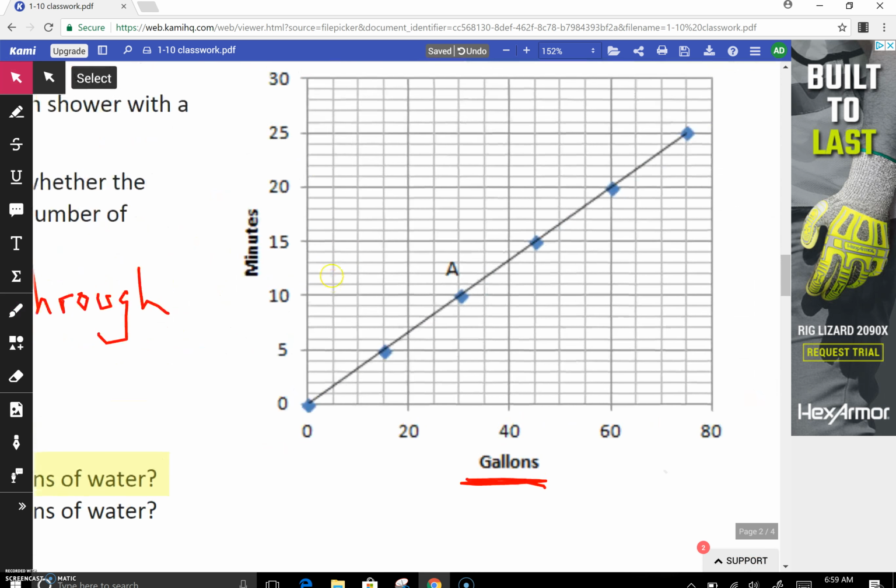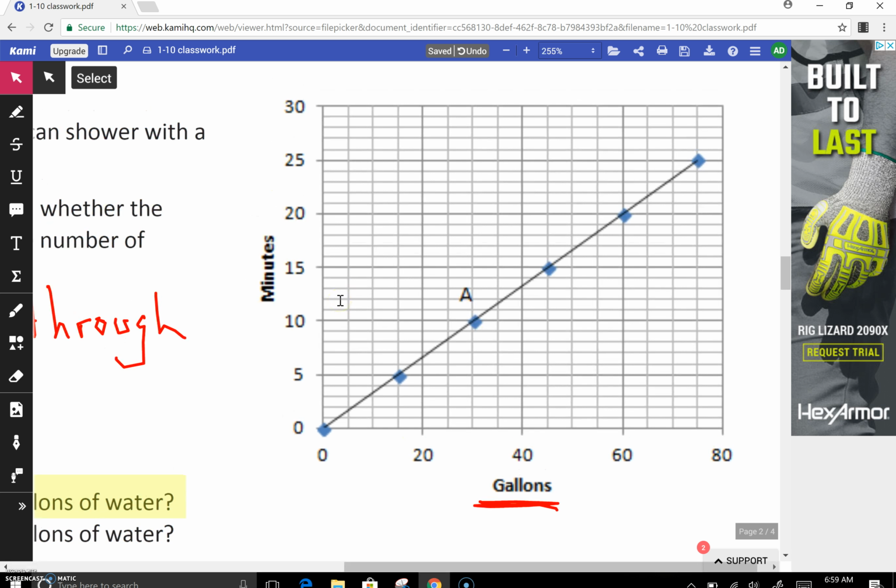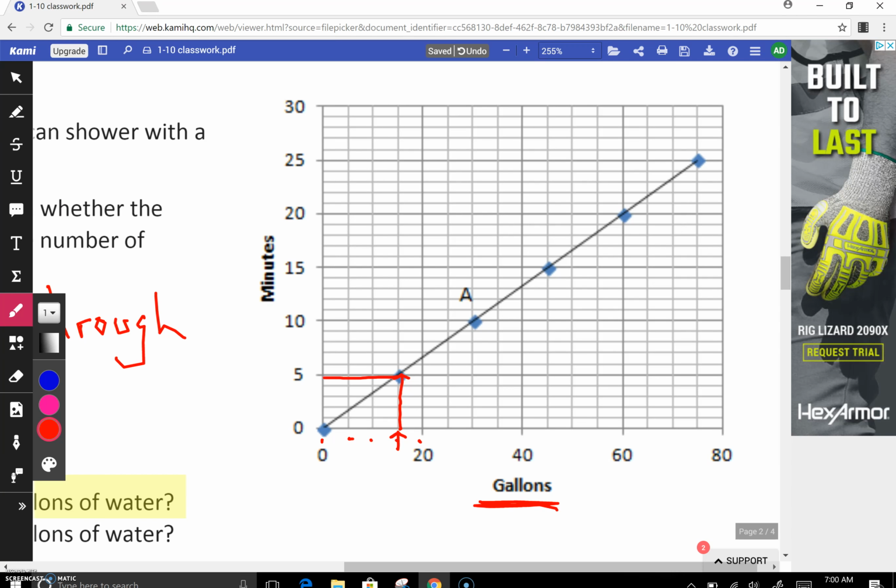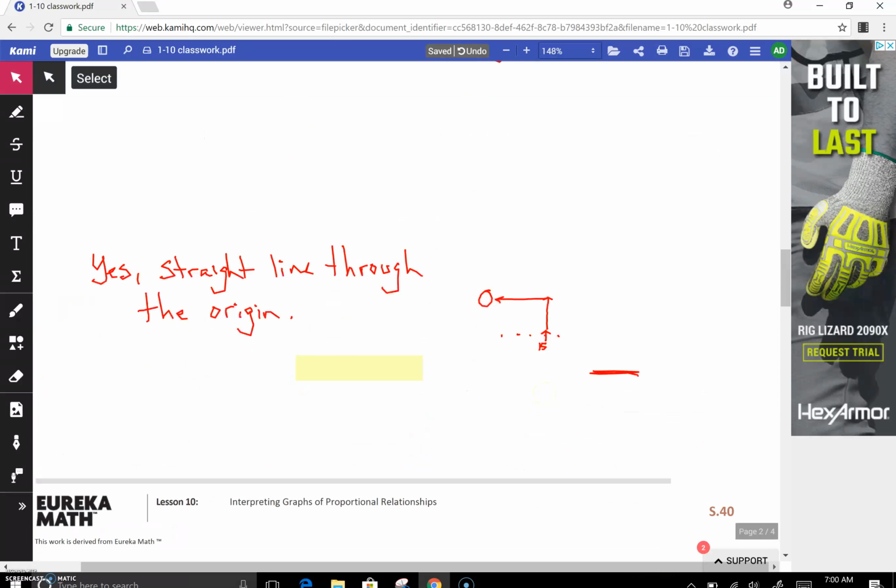So if I zoom in, it looks like each interval here is counting by fives. 0, 5, 10, 15, 20. So 15 is right here. I'm going to follow that up until I hit the graphed line. Then follow it over on my y-axis and see that it is at 5. So that means that 15 gallons of water would be used in 5 minutes.